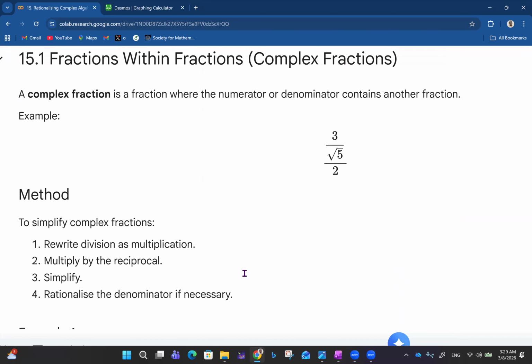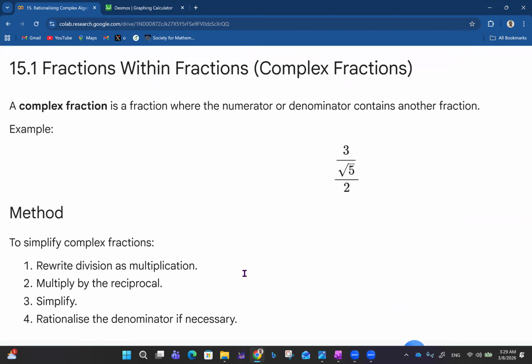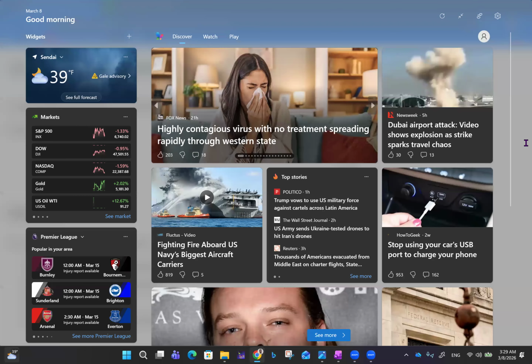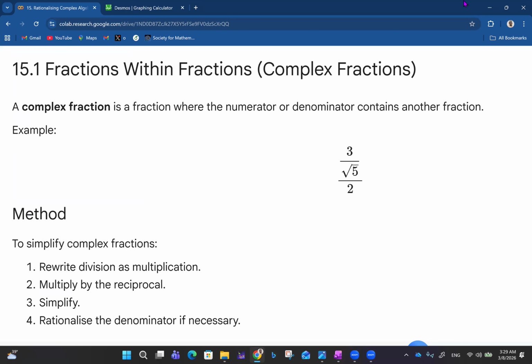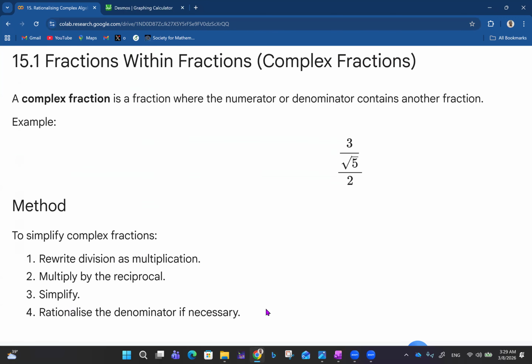So straight up, we go to talk about fractions within fractions. A complex fraction is a fraction where the numerator or denominator contains another fraction. Example, you have 3 over root 5 all divided by 2. The method to handle this is to simplify complex fractions. You rewrite division as multiplication, then you multiply by the reciprocal, then you simplify and rationalize the denominator if necessary. So it's like you're putting many things together.